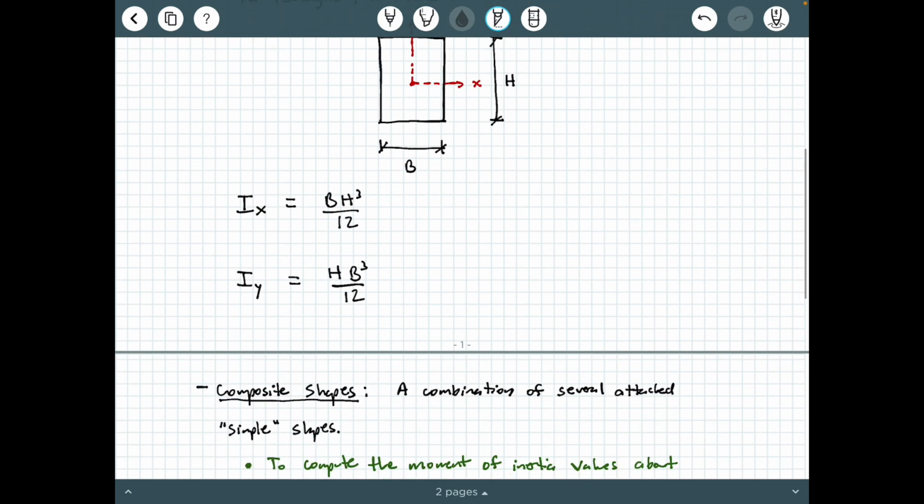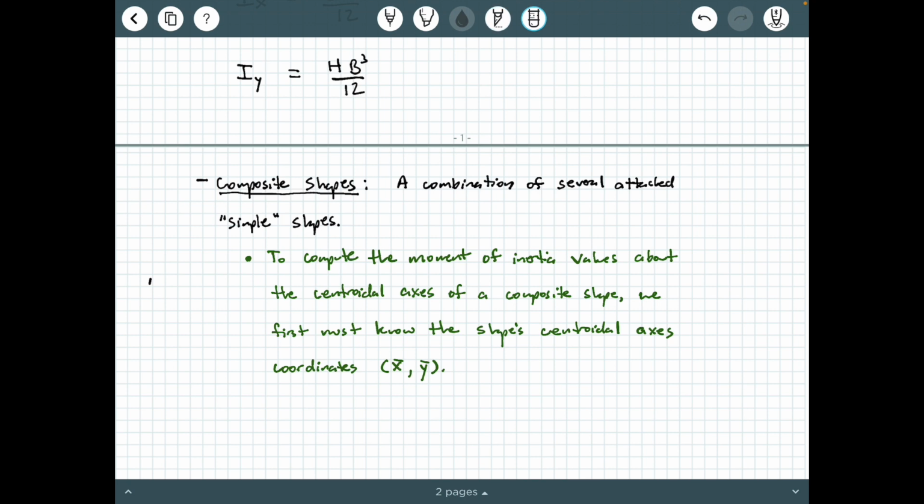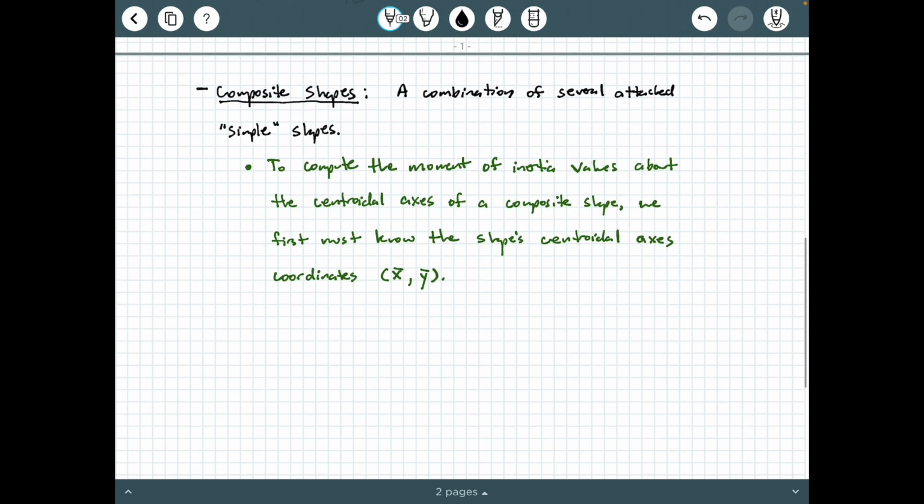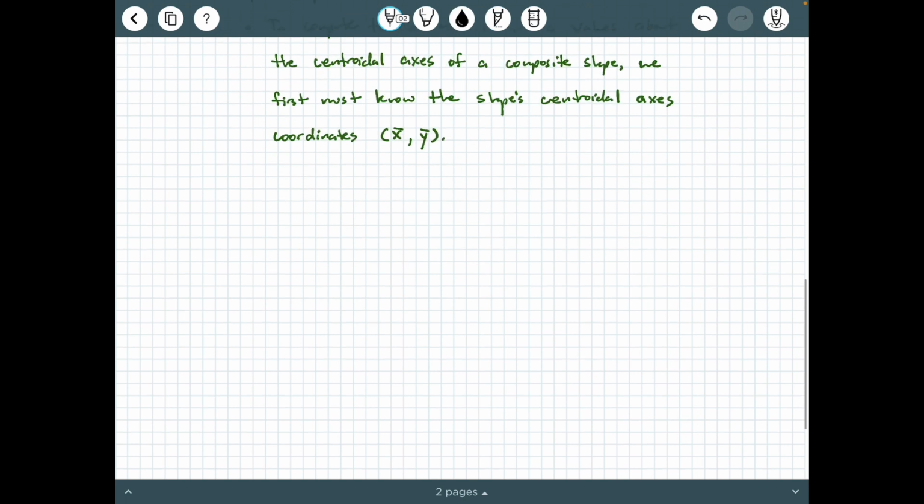Okay. Now, what if we have composite shapes? If we recall from our previous videos, what is a composite shape? Well, a composite shape is just a combination of several simple shapes that are attached together. Now, to compute the moment of inertia about one of the centroidal axes, either Ix or Iy, of a composite shape, we first must know the shape's centroidal axis coordinates. So if you want to calculate Ix, you actually need to know y bar. If you want to calculate Iy, you actually need to know x bar. So let me give you our generic form of each of these equations when we want to calculate moment of inertia for a composite shape. Get ready. These are going to be slightly bulky formulas.